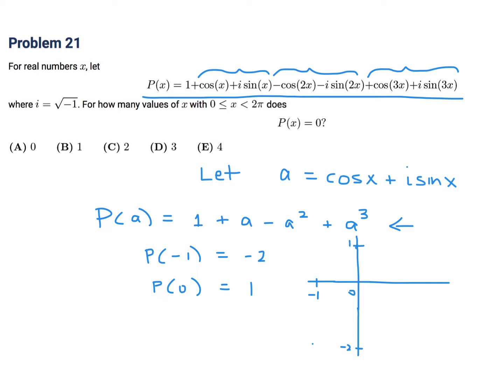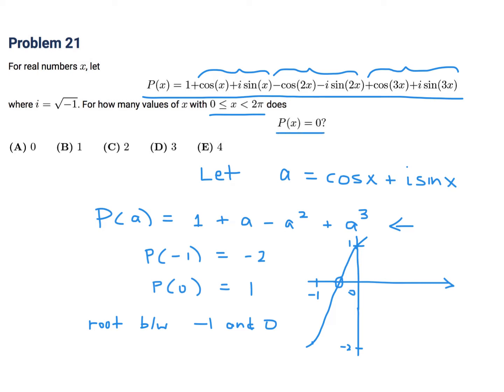So if you were to graph it, I have no idea what this graph looks like, but it's going to cross the x-axis somewhere between negative 1 and 0. So the root is somewhere between negative 1 and 0, correct? So they're asking how many values of x between this range make it 0.